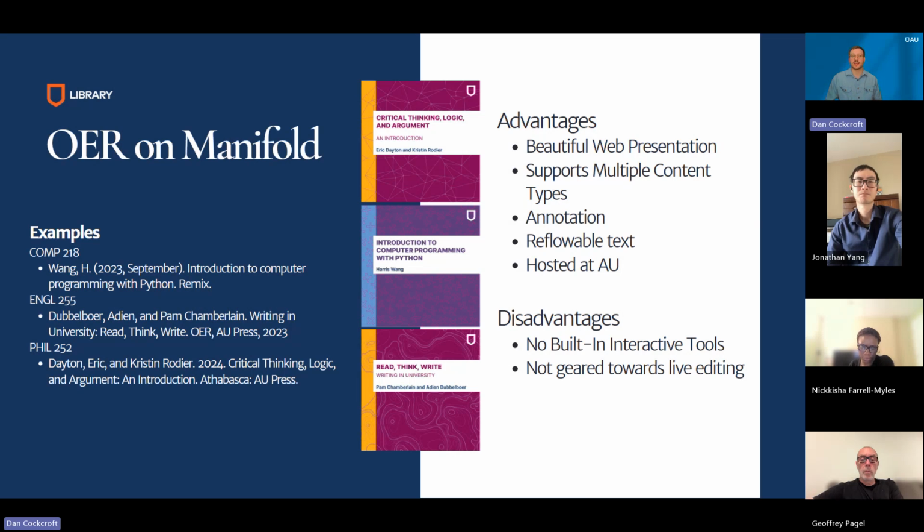Whereas in Pressbooks, if you have that Pressbooks account and you have a hosting option, then you're able to make edits on the fly or collaboratively edit. Whereas on Manifold, the press gets that final manuscript, and that's the set manuscript. So you're going to have to make changes to your source files and then wait for a new revision to make those changes.